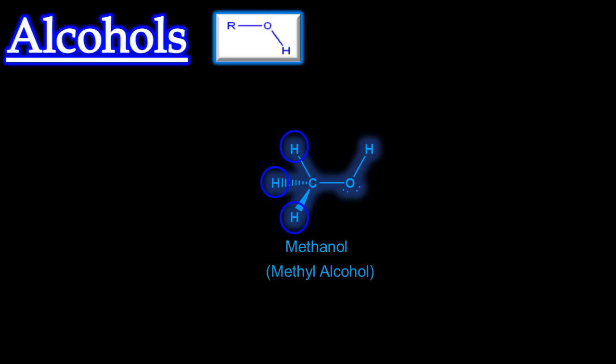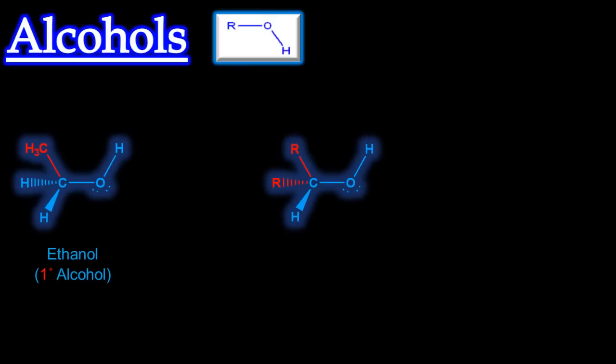As with amines, alcohols can be primary, secondary, or tertiary. If one of the hydrogens of this methyl alcohol is replaced with a carbon group, then a primary alcohol results. An example of a primary alcohol is ethanol, which is a 2-carbon alcohol. Likewise, if another hydrogen is also replaced with a carbon group, then a secondary alcohol results. Isopropyl alcohol is an example of a secondary alcohol. Notice it features 2 terminal methyl groups and contains 3 carbons.